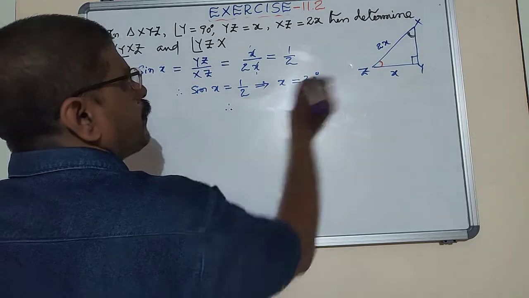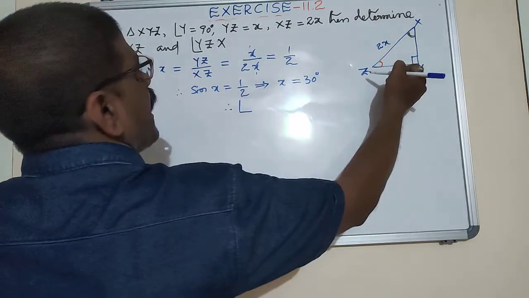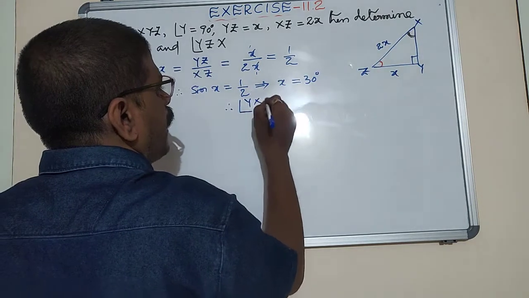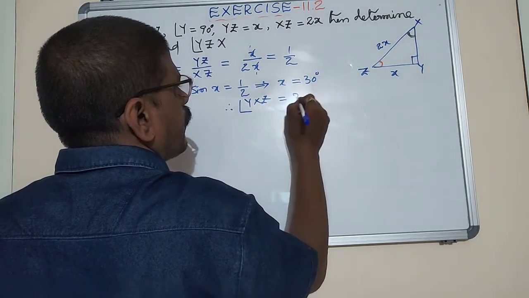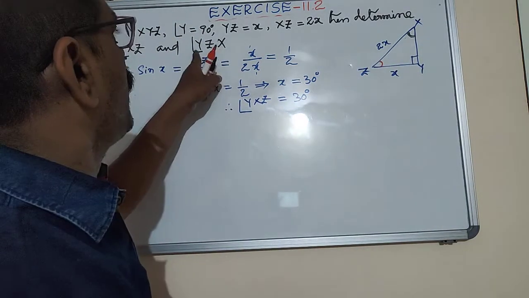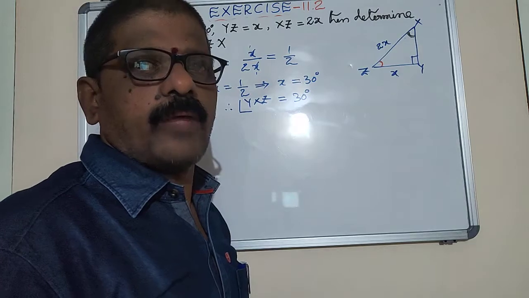Therefore, angle YZX. The next one is angle YXZ. YXZ equals how much? 30 degrees. Clear? Similarly, you have to find angle YZX. That is clear, all of you.